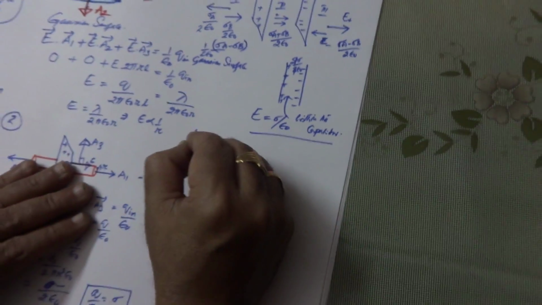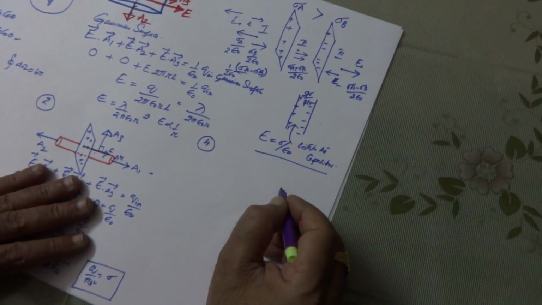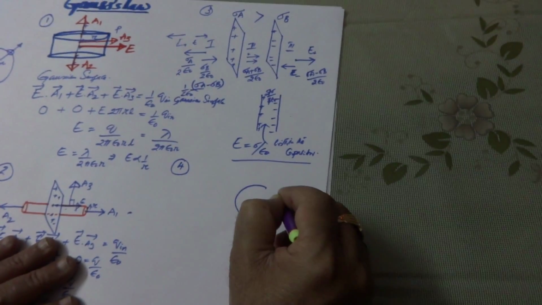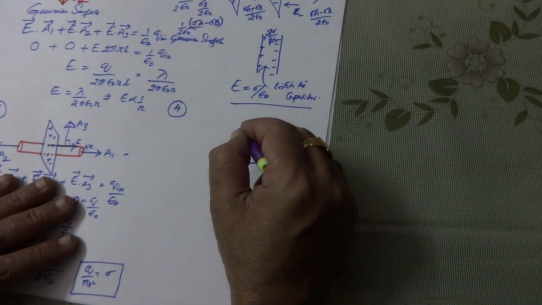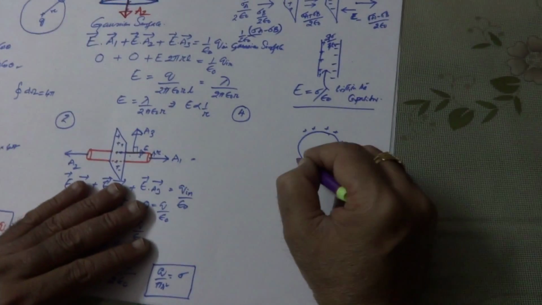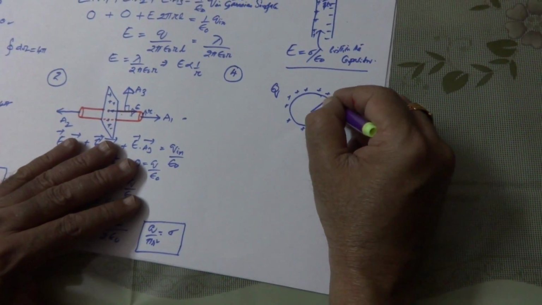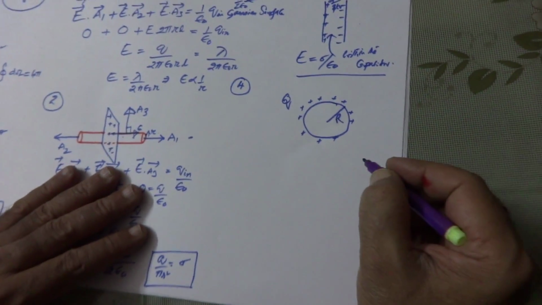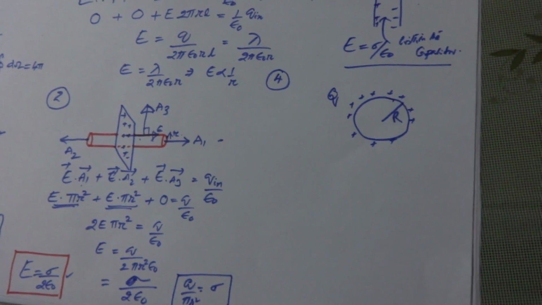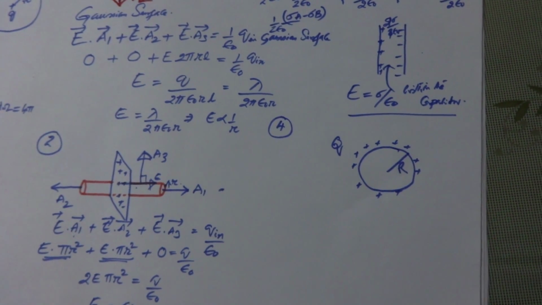Okay, now let's discuss the case for a spherical shell or hollow sphere. If you give charge to the hollow sphere, the charge will always come outside. So Q charge is given, and R is the radius of the spherical shell. Now we have to find the electric field at different positions.